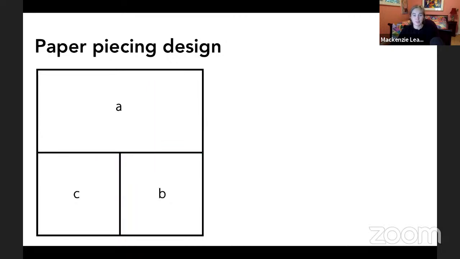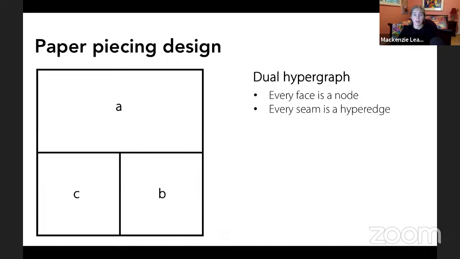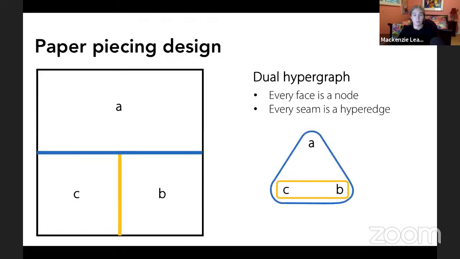Now that we have defined seams, we return to our simpler paper pieceable design, and we want to think about how to construct a dual graph based on this design. We need a graph structure that captures the sewing process of adding faces one seam at a time. So in this dual hypergraph, every face is a node and every seam is a hyperedge. To build our hypergraph, we start by adding nodes for the faces, and then we add an orange hyperedge for the orange seam and the blue hyperedge for the blue seam. Here we are adapting the concept of hypergraph acyclicity as studied in databases to the specific properties of our application.